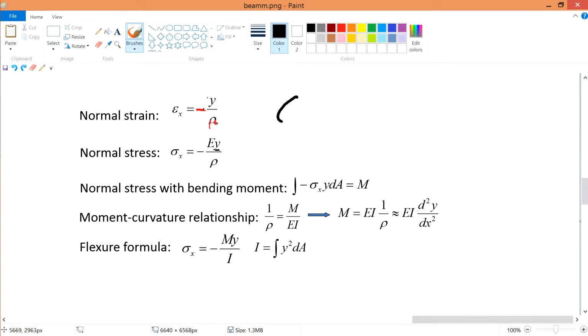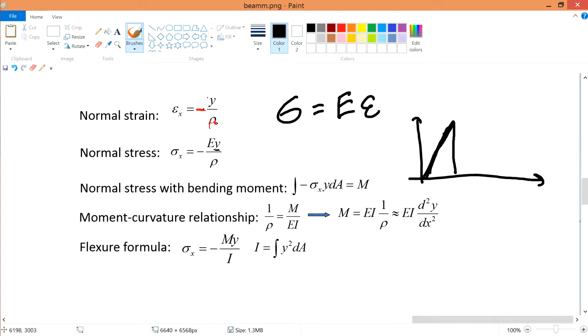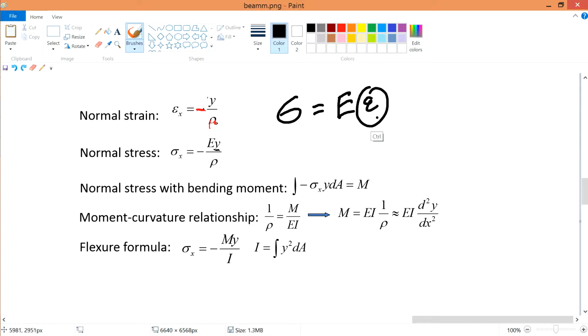Anyway, so next is that stress is equal to Young's modulus times strain, assuming that the material itself is elastic. So we are talking about the elastic region over here, and in the elastic region we can use the elastic constitutive equation. Since we know that our epsilon is this one, εx, I'll just simply substitute it in. Since we have a minus over here, we'll just put the minus outside first, and then y over r. The rho is just your radius of curvature r. So you have sigma x. That's all. Your normal stress.